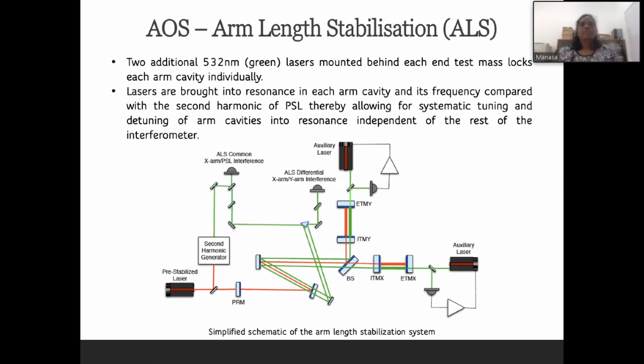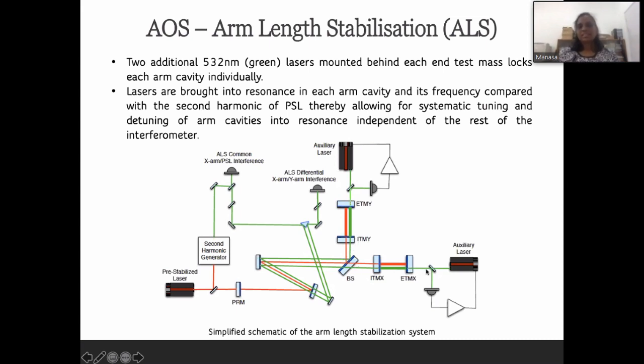Another auxiliary optic system which is important for the interferometer is the arm length stabilization system. So far, we've been told that 1064 nanometer is the only laser that propagates in the interferometer, but we also use additional lasers for diagnostics. For example, you saw the CO2 laser that is being used by TCS. Now in the arm length stabilization, we have two additional auxiliary lasers, in green. This is a 532 nanometer laser, which is half of the wavelength that the pre-stabilized laser emits. These lasers are locked to the arm cavities individually.